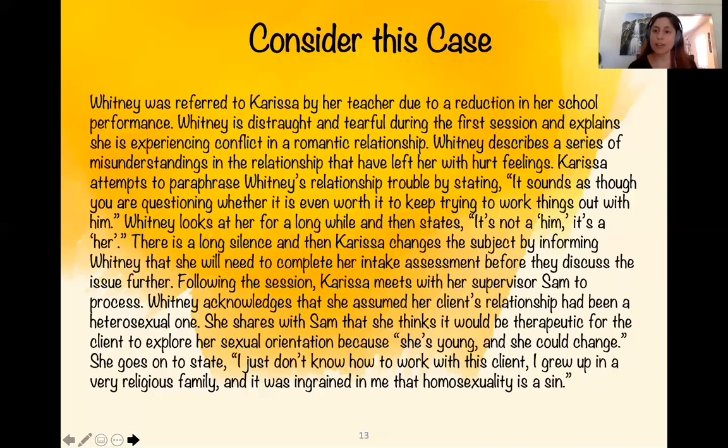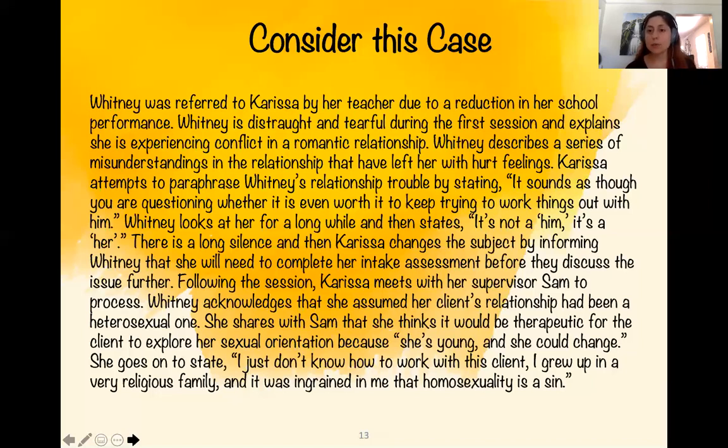So put together, the autonomy and the anti-discrimination components would suggest that Carissa should put aside her personal beliefs and continue to treat the client even though her religious beliefs are a significant barrier. So Carissa needs to put aside her beliefs, her judgment, and her thoughts of what's best for the client to really focus on what Whitney needs or wants out of the therapy relationship. So that would be one angle.